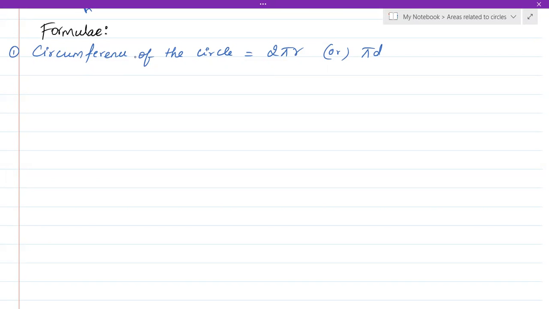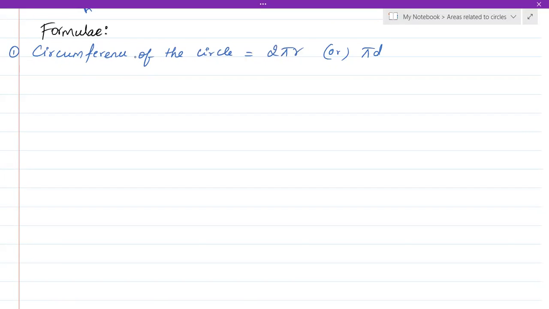How did we get pi d? See, 2 pi r can also be written as 2r into pi, right? I've just rearranged. What is 2 times r? Diameter. So d into pi is pi d. That's how we got the formula. So remember, the circumference of the circle is given by the formula 2 pi r or pi d.